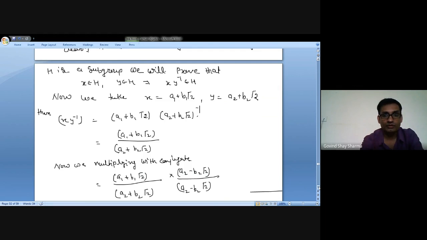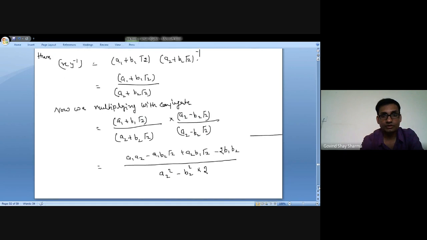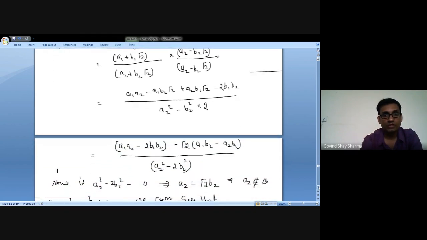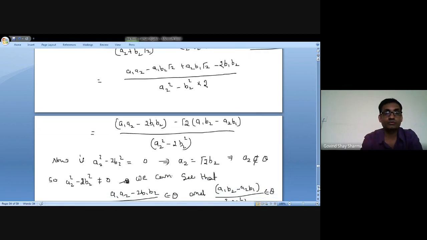Now we multiply with the conjugate, and we find (a1 a2 minus 2 b1 b2) minus root 2 (a1 b2 minus a2 b1) upon a2 square minus 2 b2 square. Now if a2 square minus 2 b2 square is equal to 0, then a2 is root 2 b2, and we know that root 2 is not a rational number. So a2 is not rational.